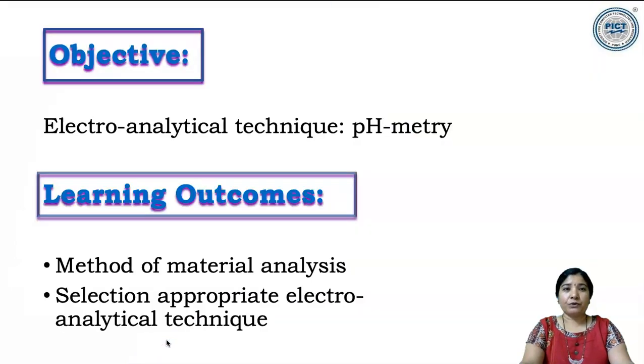So first of all, let us see what are the objective and learning outcome. Objective is to understand one of the electroanalytical techniques which is called pH metry. Once we know this, the learning outcome for the students will be that they will be able to understand the selection of appropriate analytical technique by means of which they can analyze different materials or systems.